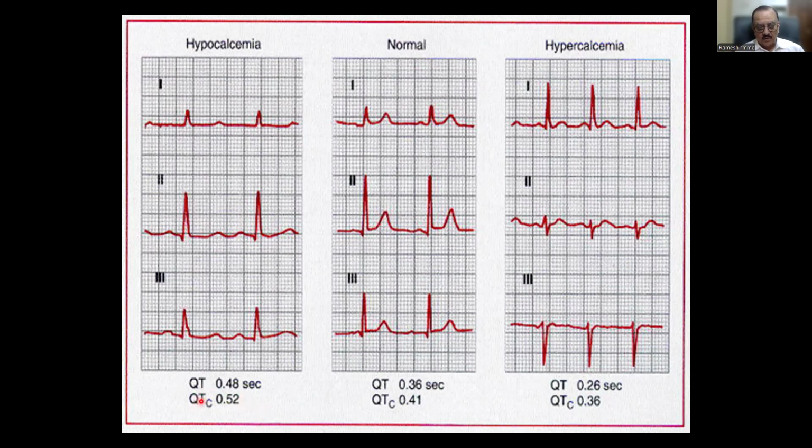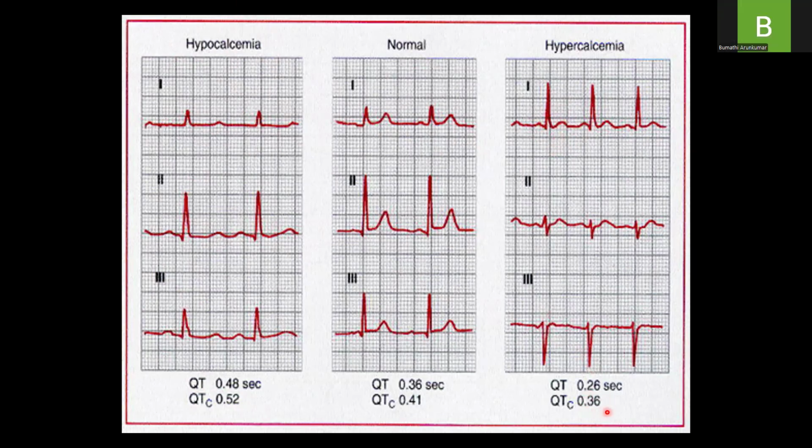So, prolonged QT. The commonest cause for a prolonged QT is hypocalcemia, and as I told you, some other drugs and poisons. See this QT. Compare this and this. Do you think it's a normal QT or abnormal QT? Reduced. It's a very short QT, isn't it? We call this a long QT, and we call this a short QT.